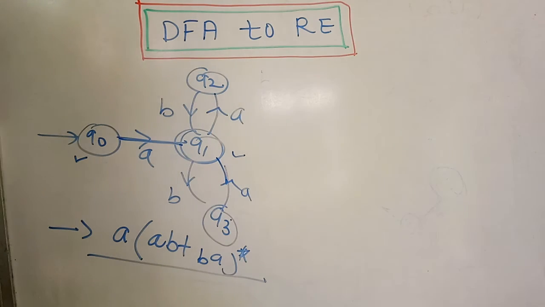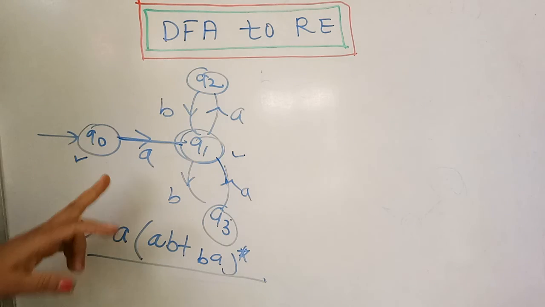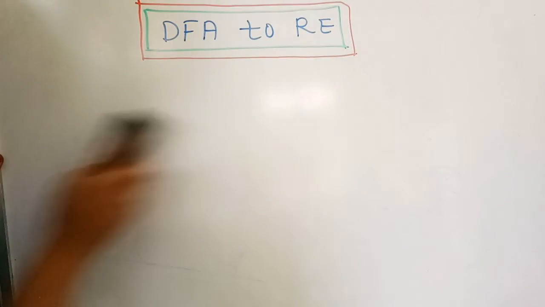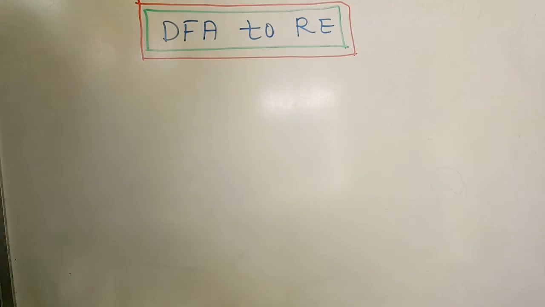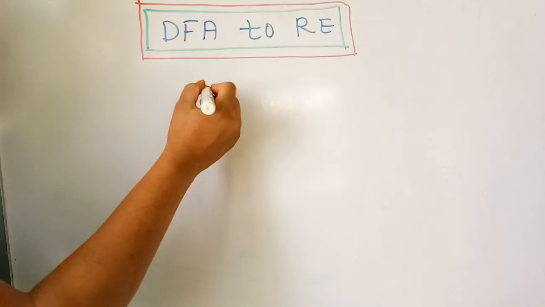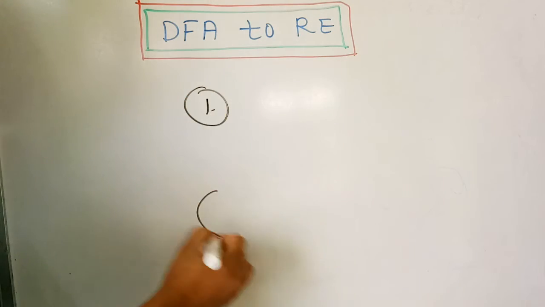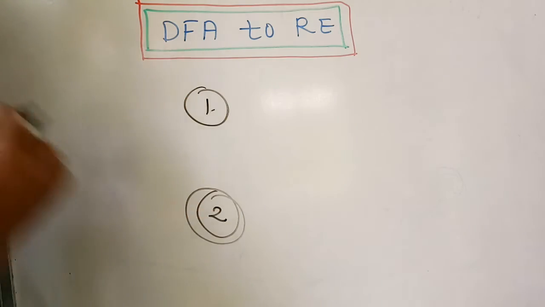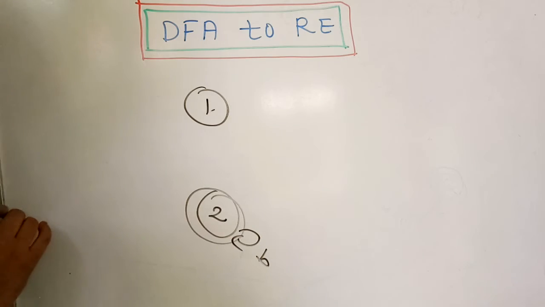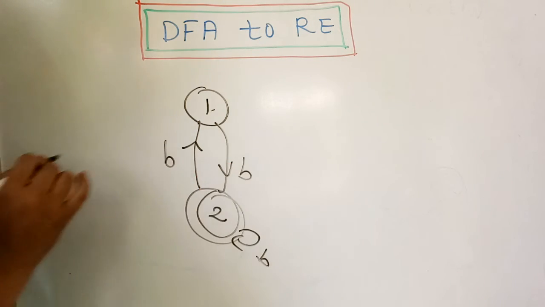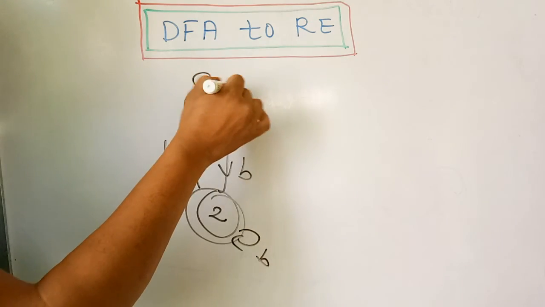Now we will try to convert the finite automata into its regular expression. We will take some examples depending on them. So the first one is, for example, you have been given a diagram where this state is 1, this state is 2 and it is the final state. It is a double circle. It has B, B and it has A.